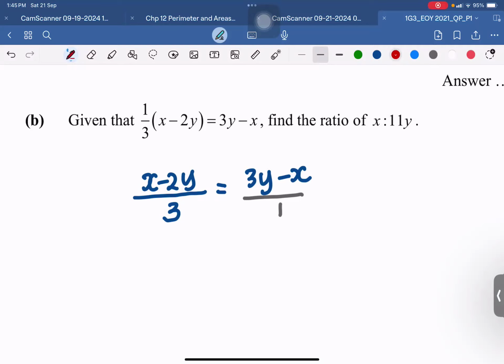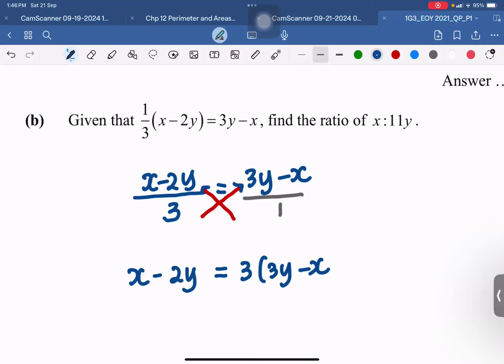Then what can we do? What is the action that we can do? I got fractions on both sides. What can we do? Equal sign in the middle. Yes, thank you very much. We can do cross multiplication. So when you do cross multiplication, equal sign stays in the middle. Okay, then I multiply 3 to this side. So this is 3y minus x. 1 to this side. So this x minus 2y.